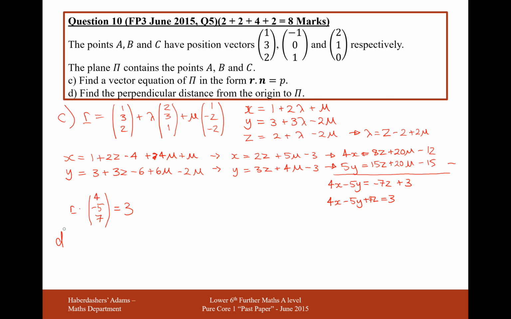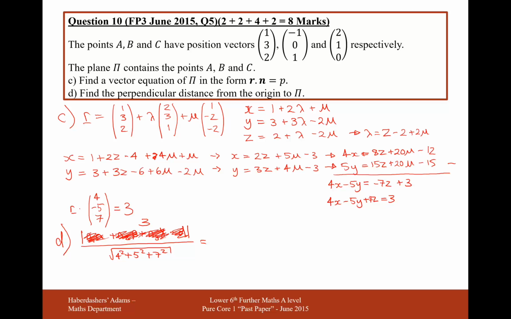Now part D asks us to find the shortest distance from the origin to the plane pi. So what we can do here is pull out our formula, which is |n1 alpha plus n2 beta plus n3 gamma minus d| over the square root of 4 squared plus 5 squared plus 7 squared. Sorry, I've substituted these n1, n2, n3 in already, haven't I? So this bit here is going to equal 0 because it's the origin. Alpha, beta, gamma are all going to equal 0, so scratch all them out. And then this one here on the top is just going to be a 3.